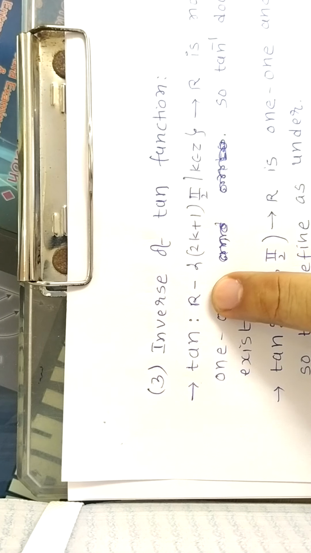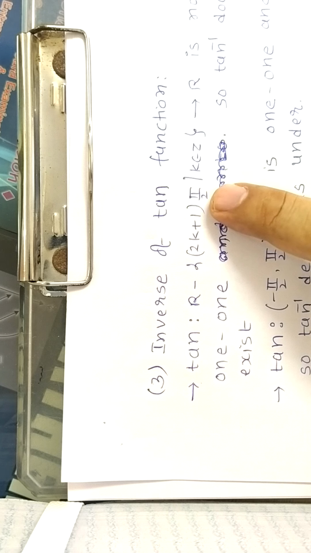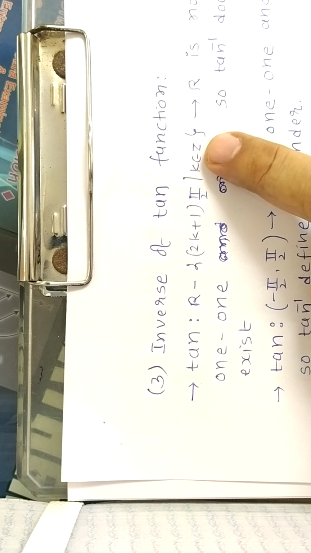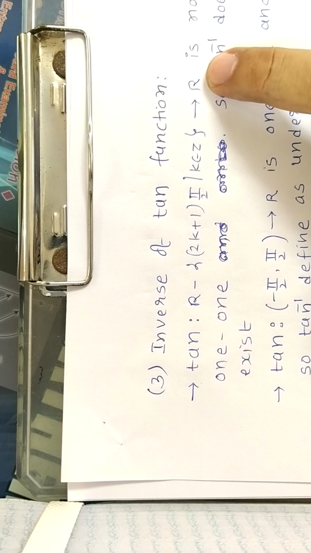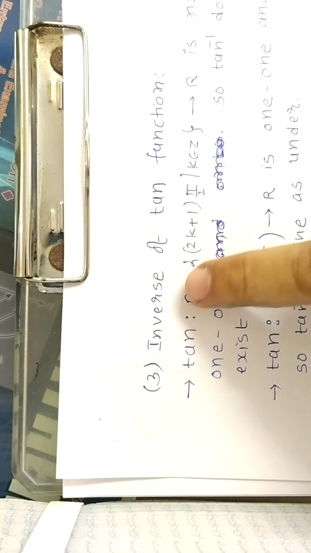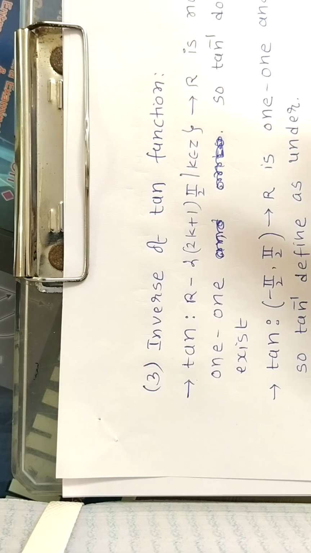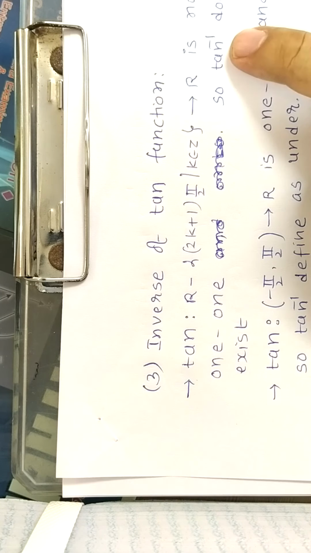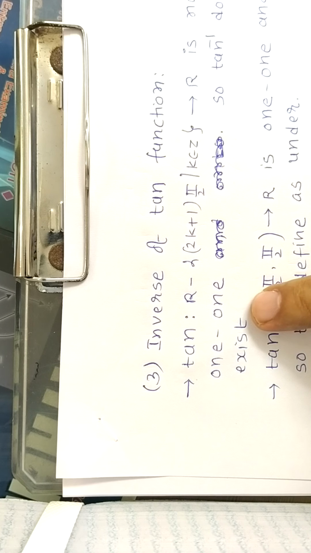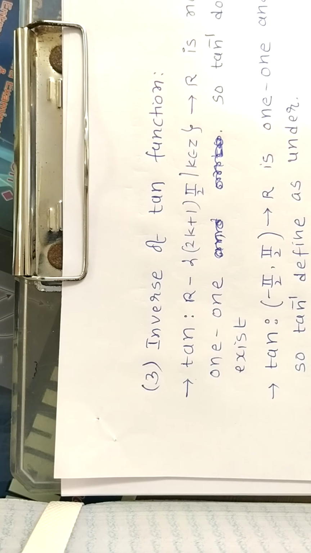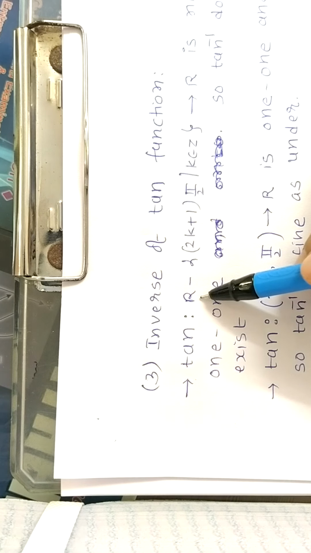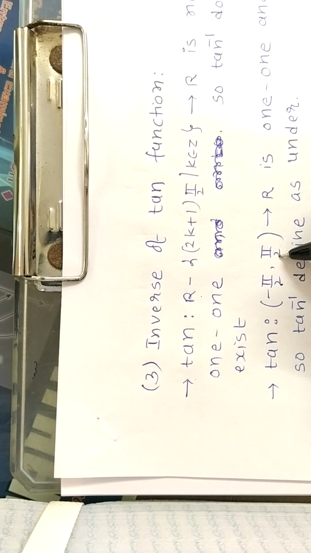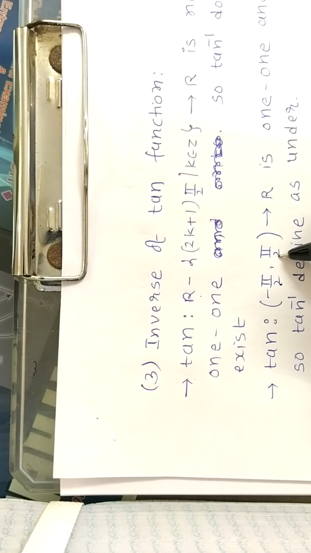We know that the domain of tan function is R minus (2k plus 1) pi by 2, k belongs to Z, and codomain is R. Tan function is not 1-1, so tan inverse does not exist. If the domain of tan is restricted to minus pi by 2 to plus pi by 2, then this function becomes 1-1 and onto. So tan inverse is defined as under.